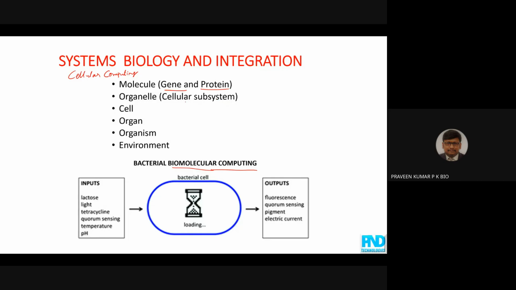We have plenty of organelles in the cell, and whichever organelle we take, we can study it with the computing approach, the cellular computing approach. We can also study the cell itself. That's what we by default call cellular computing. Other than the cell, we can also take an organ, for example the liver, and also a whole organism, for example a human, and study like this.